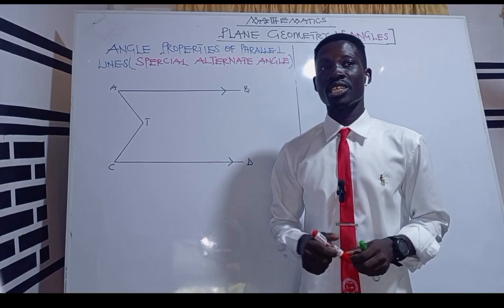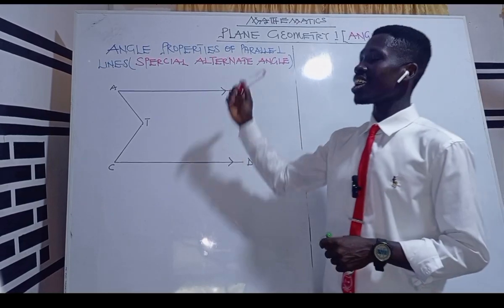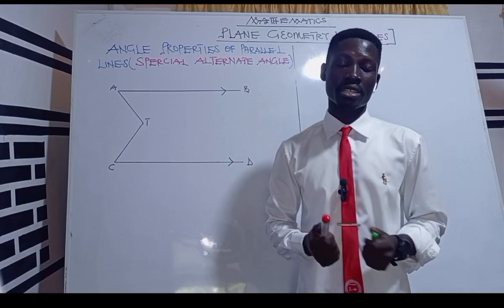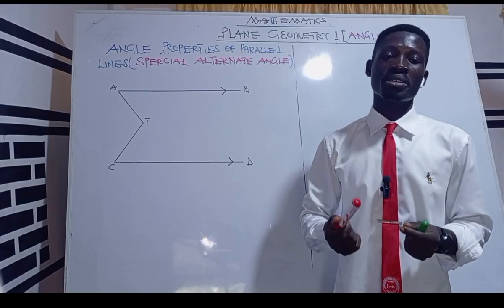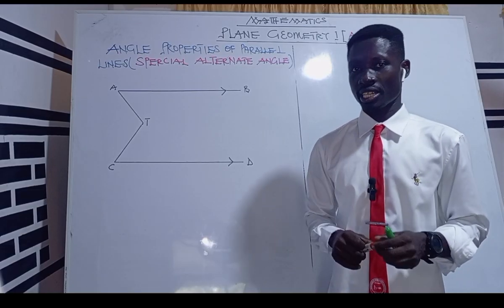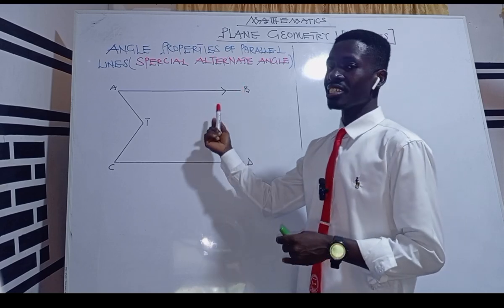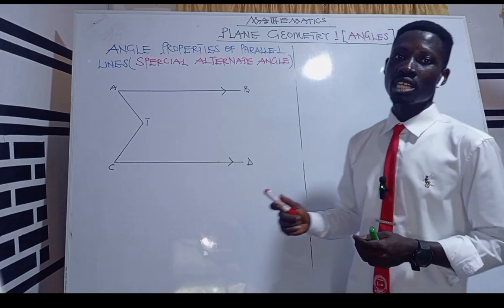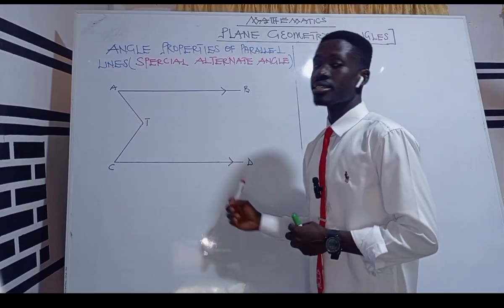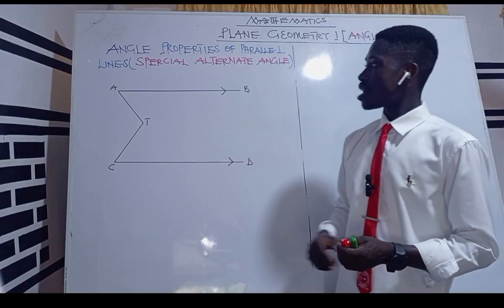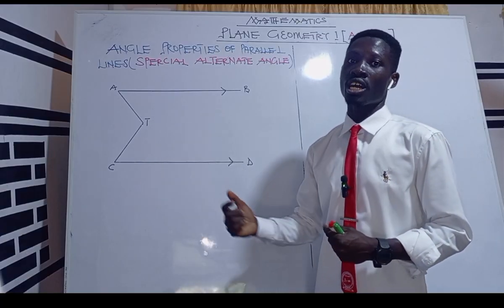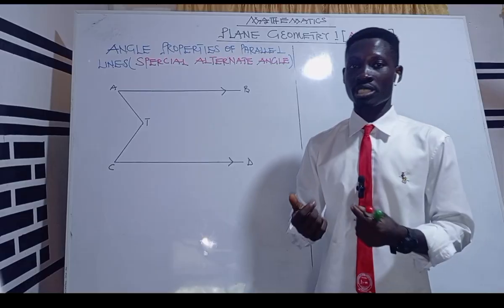In today's lesson, we shall be looking at the special alternate angle and the angle properties of power lines. Now, remember that we've been able to talk about the alternate angle, but this is a special case. So, considering the diagram on the board, you can see that we have two power lines, AB and CD. Now, before we can solve questions of this nature, we have to do something first.